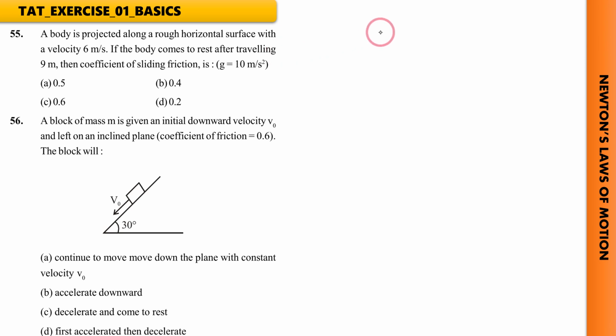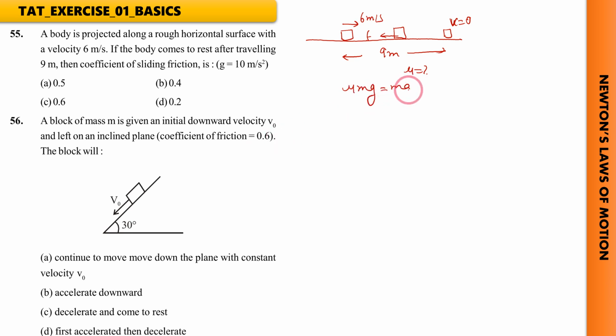In question number 55, there is a rough horizontal surface on which a body is thrown with 6 meter per second, which stops after covering 9 meter. So what is the coefficient of friction? Mu we have to find out. There is friction which is opposing the motion. That friction is basically mu mg on the block, which causes retardation. So I will equate it to ma. M cancelled. a equals mu g. Right, that is 10 mu.